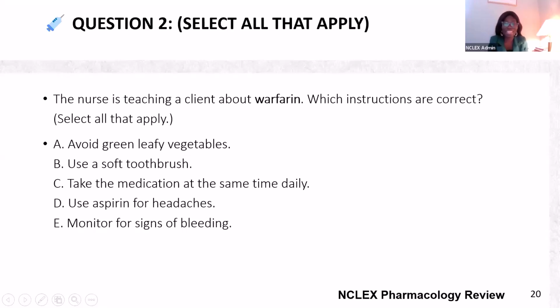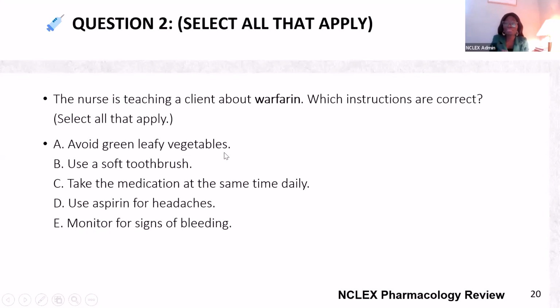Warfarin is a must know, okay? The nurse is teaching a client about warfarin. Which instructions are correct? Select all that apply. And remember, anytime you see select all that apply, it means you can choose more than one answer. And remember that you have plus and minus for select all that apply. So if you are not sure, do not pick, because if you pick a lot, your wrong answers will negate your positive answers. So let's go through this.